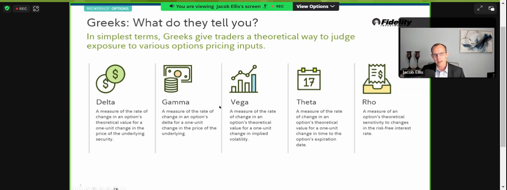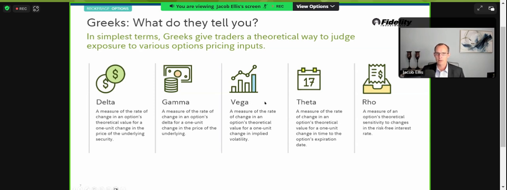Next, we see Vega on the list. Vega is going to measure how much your option's price will change based upon a 1% increase in the implied volatility value. 1% increase in implied volatility.